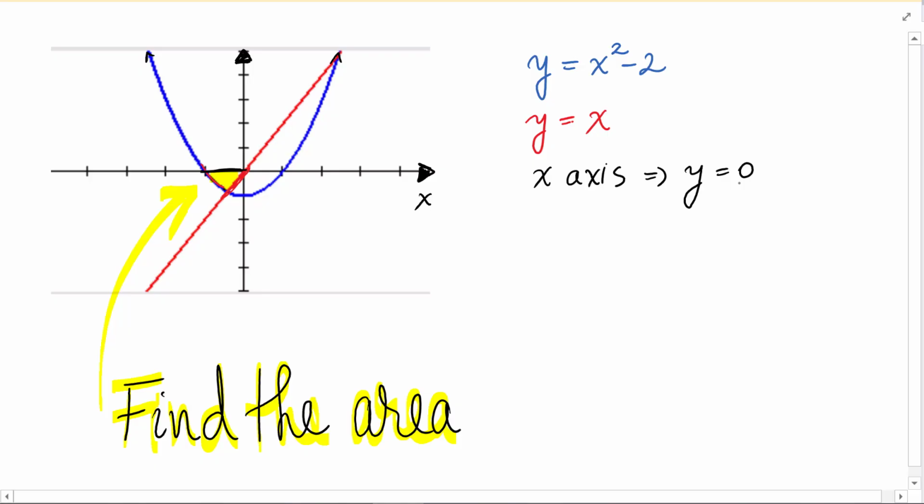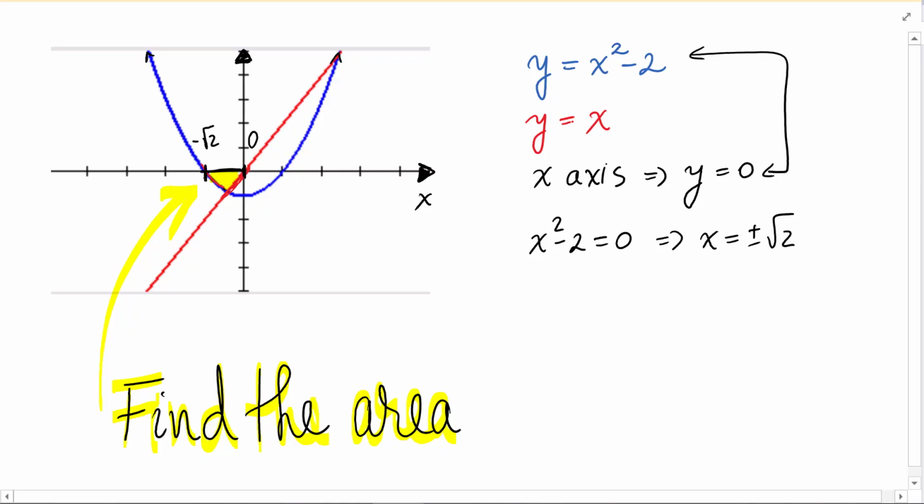So if I want to find the area that I shaded in yellow, I will need to know the coordinates of this point. I know that this is the origin, so x here is 0. In order to find what point is here, I will have to set x squared minus 2 equal to 0, because it's the intersection between the blue graph and the x-axis, which is 0. So x equals plus or minus square root of 2, but because I am on the negative side, I'm going to consider this negative square root of 2.